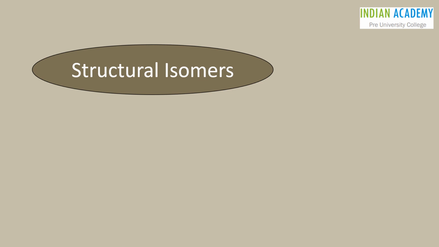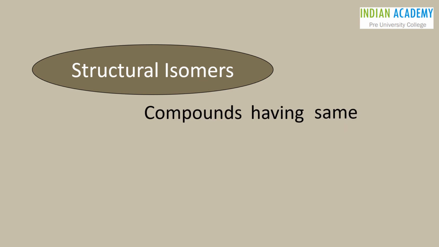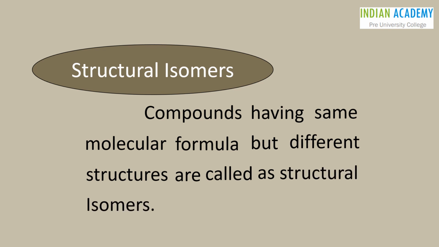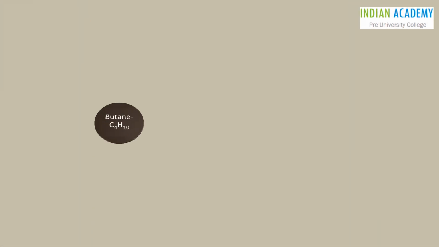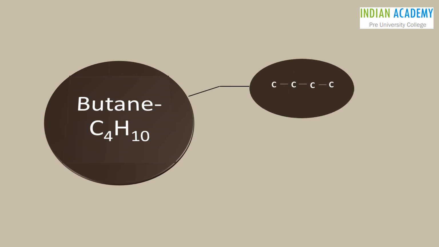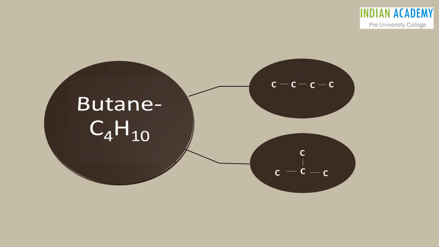Next we have structural isomers. Compounds having the same molecular formula but different structures are called structural isomers. For example, butane with the molecular formula C4H10. We can write 2 possible carbon skeletons as shown in the slide.